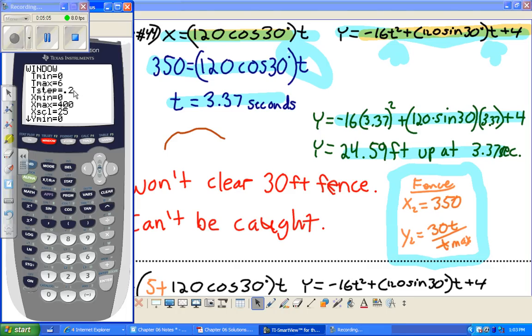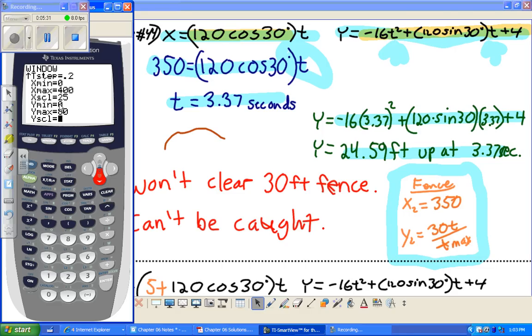T-step, remember, if it's too small, it'll take forever to load. If it's too big, then it'll be kind of a jagged looking graph that won't look so nice. T minimum 0, that's where I'm starting. T maximum 400. I just wanted it to be bigger than 350 because I know that's where the wall is. And then your X scale, that depends on how you like the horizontal grid to look. Do you want a lot of tick marks or not?